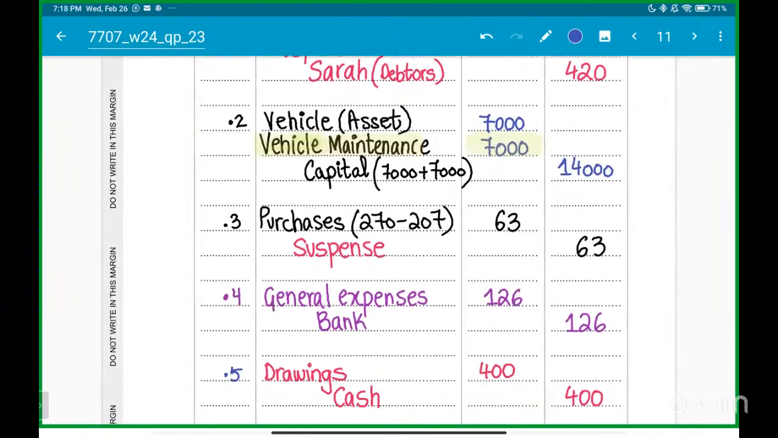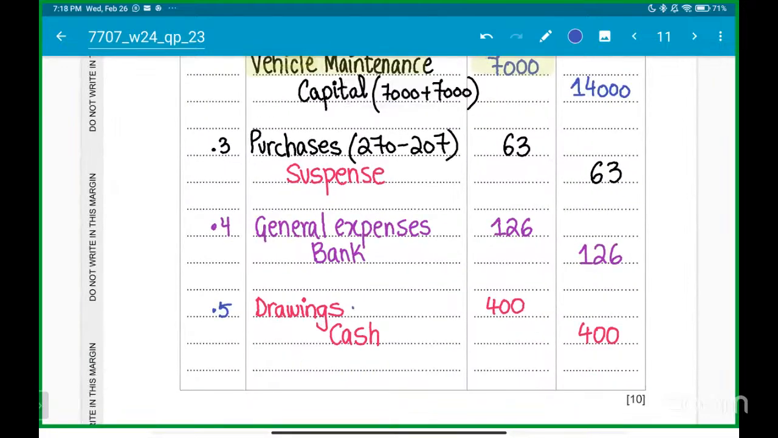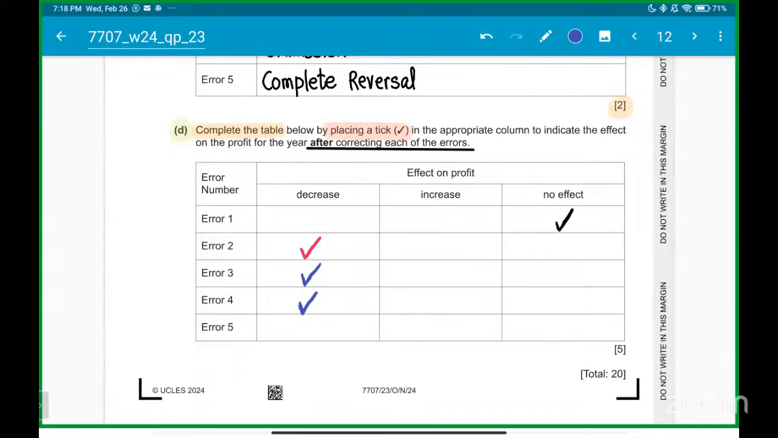For error number five, as I mentioned, cash is an asset and drawings is the contra to capital. These do not come in the income statement. Both of these items never come in the income statement. Hence, the last one will also have no effect on the profit. Getting it? Is everyone clear? That's how we got all 20 marks for this errors and suspense account.